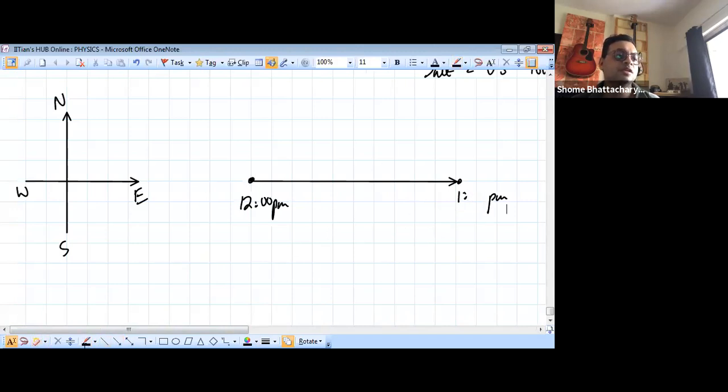But more importantly, this is 2 kilometers. Then what would happen? From there he would turn his direction and go westwards. But by how much? 1.5 kilometers. So he would now reach somewhere here. Let's just say I'm separating the arrow a little bit, but basically he has reached here. So this is his position now at 2:30 p.m., because he's come back 1.5 kilometers towards west.